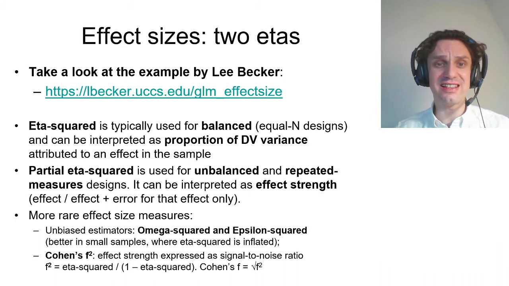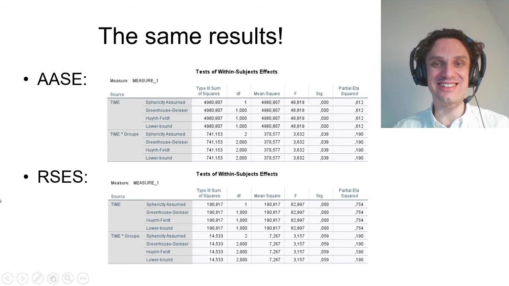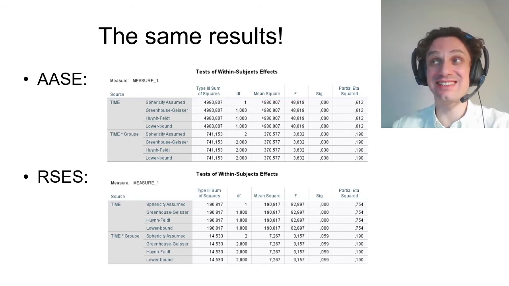If you are interested in more details, there is a nice link that you can follow, which explains everything. And there are also omega squared and epsilon squared. And in G*Power, there is Cohen's f squared. So don't confuse them. But there are plenty of materials on that. So let's take a look at our results.